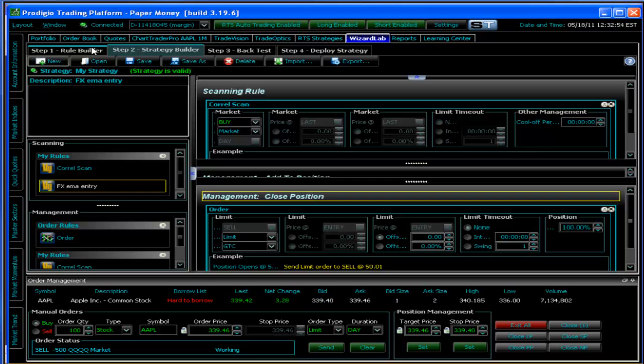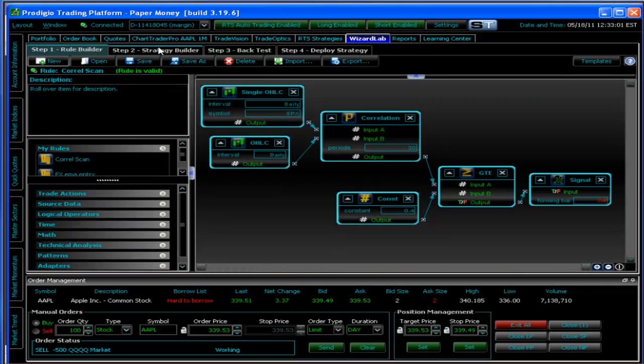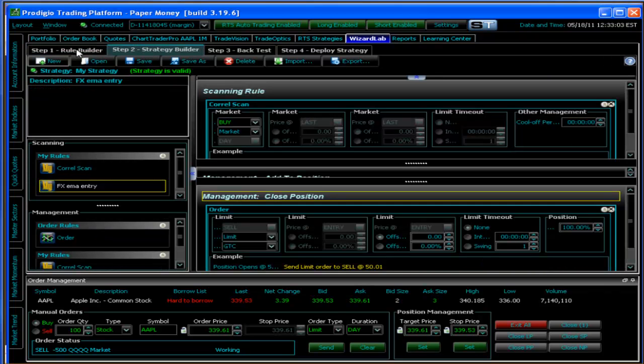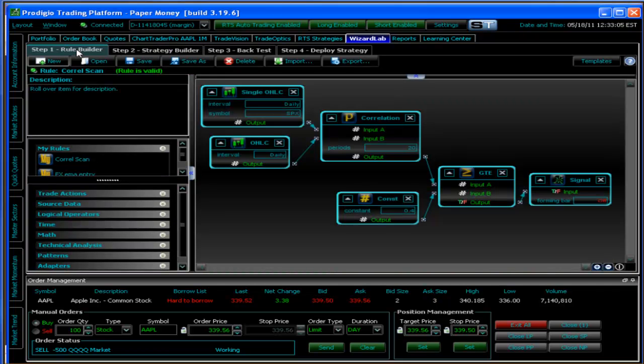So there are two things in particular with regard to building rules in Wizard Lab that I want to talk about today. The first one is about rules. The first one is about strategy parameters. So let's talk about the rule concept really quickly. This is about combining rules, and this is something that we've visited in the past.